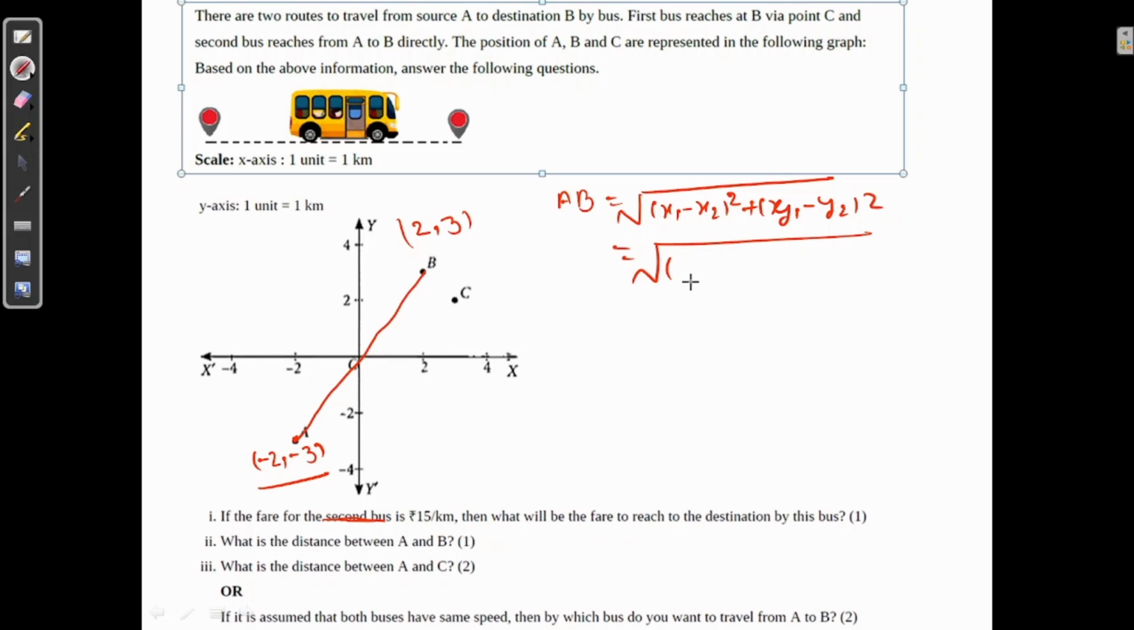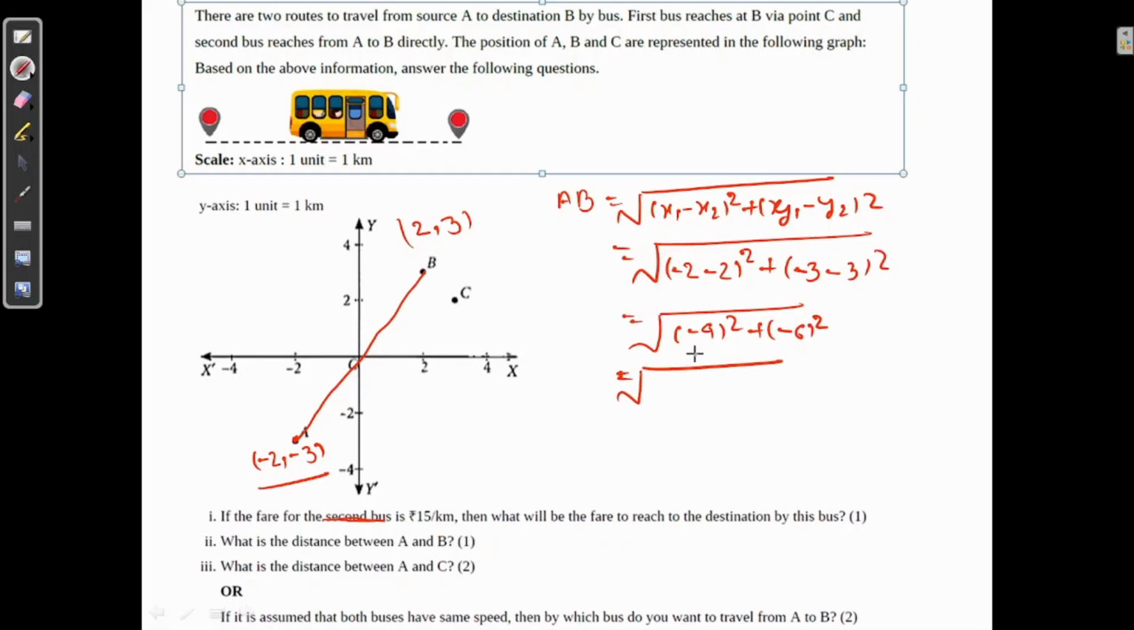So what is the value of x1? You can see it is minus 2. What is the value of x2? As you can see it is 2. What is the value of y1? It is minus 3, and the value of y2 is 3. Quite simple. Just solve it. Minus 2 minus 2 will be minus 4. Minus 3 minus 3 will be minus 6. Correct? No, don't write minus 9.